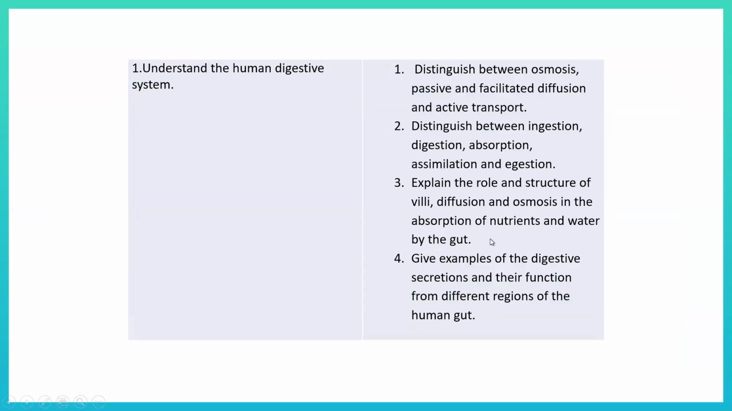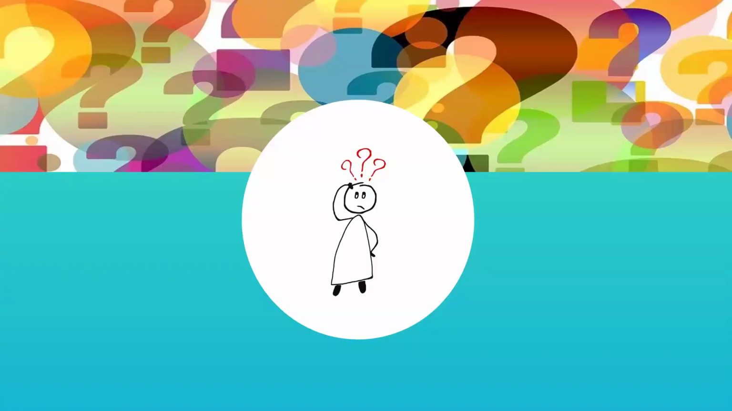We've had a look at some examples of the digestive secretions like bile and their functions in the different regions of the human gut. We've also had a look at some enzymes from salivary amylase to pepsin and some of the secretions of the pancreas, trypsin, chymotrypsin as well. So any questions before we move on and start to have a look at movement across the cell membrane?